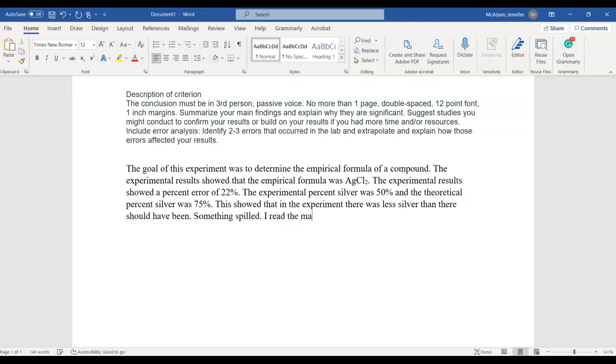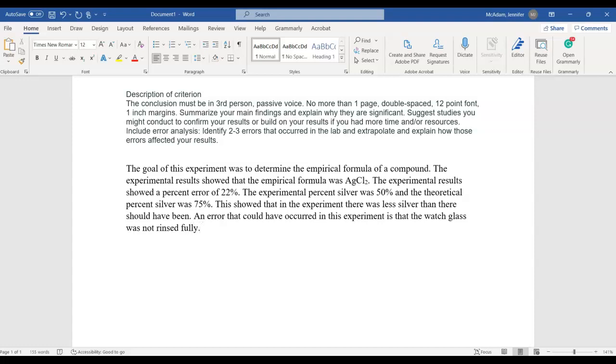Or, I read the math wrong. No. Okay, all of these errors are not okay. So it needs to be very specific. So for example, and I pointed this out to some of you, you could say an error that could have occurred in this experiment is that the watch glass was not rinsed fully.